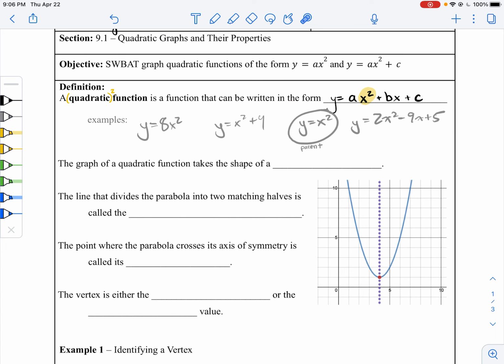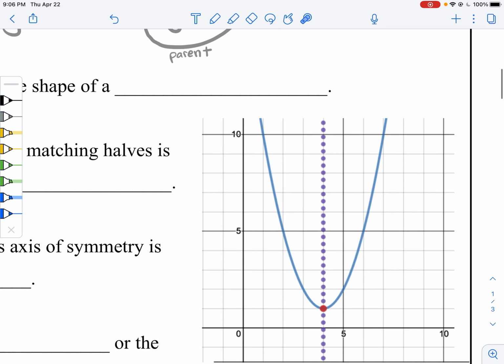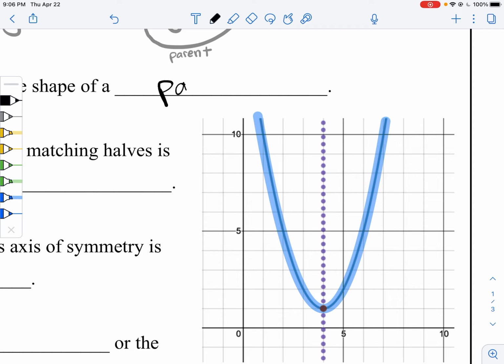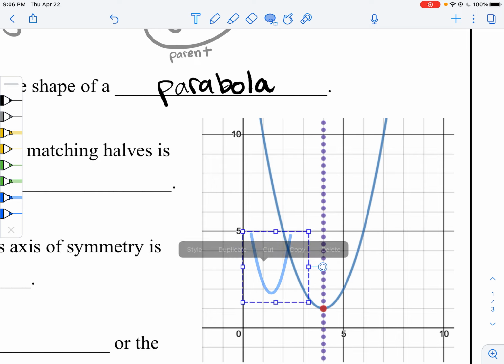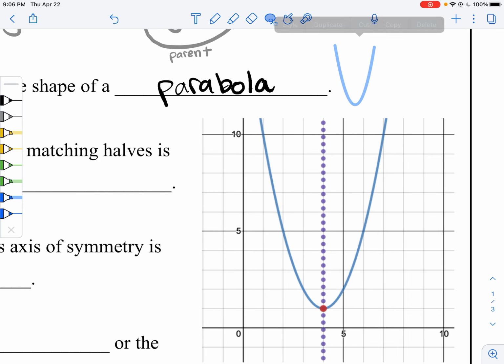The graph of a quadratic function takes this shape right here. This U shape, that's a graph of a quadratic function. And we call this a parabola. So that's very exciting. It's this U shape kind of deal.